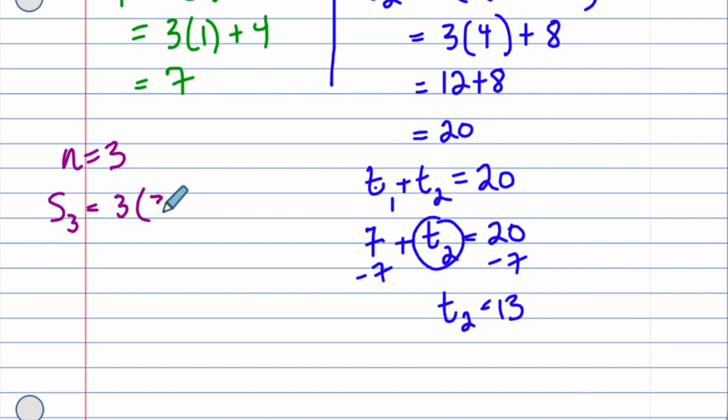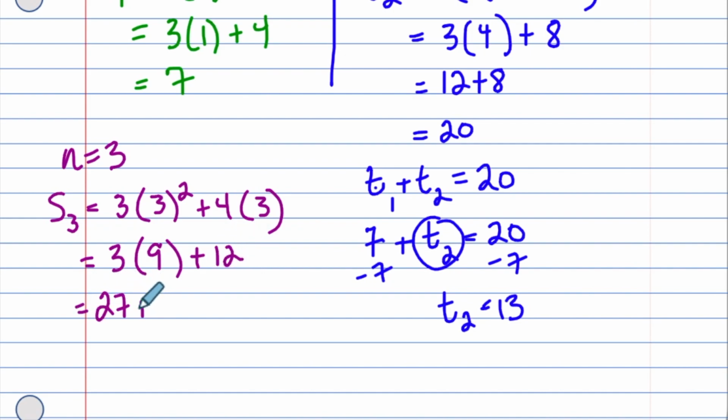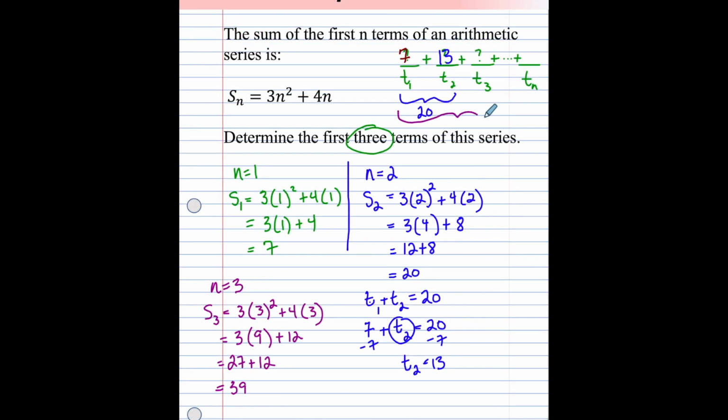And then finally, n is equal to 3 would be S of 3 is equal to 3 bracket 3 squared plus 4 bracket 3. And we have 3 times 9 plus 12 is 27 plus 12, which gives us 39. All of this up to here adds up to 39. And I think you can see that 39 is the whole, and you've got part of it is 20. The other part has to be 19.